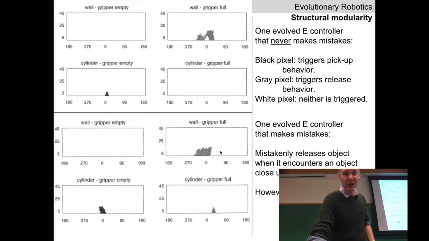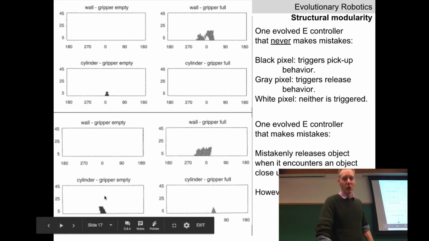Same thing over here. When it's close enough to the wall and it's holding an object, it drops the object most of the time. Well done. Same thing over here. It's holding a cylinder. Its gripper is empty and it's near a cylinder, so it picks it up. But here, it makes a few mistakes.